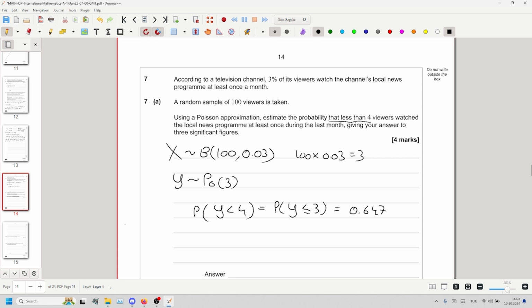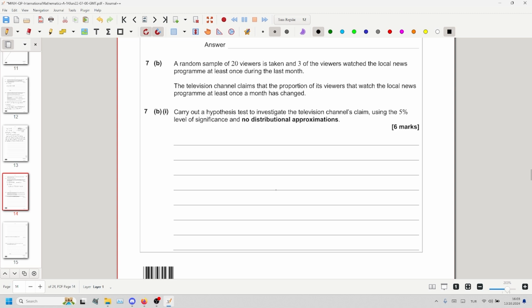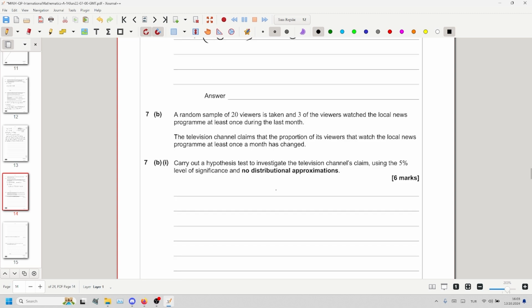0.647. There you go. Now, this question is 4 marks for some reason, but it's pretty simple. Now let's get to the actual part. So here a random sample of 20 viewers is taken. So that's probably going to be our n value in the binomial distribution, and 3 of those viewers have watched the local news, so that's probably going to be our test value.